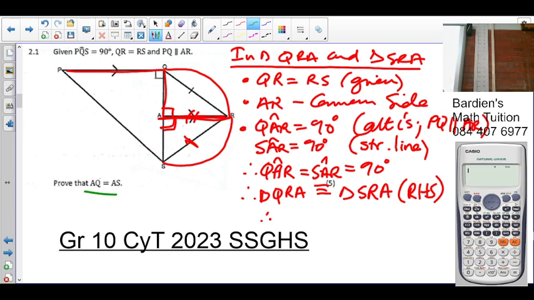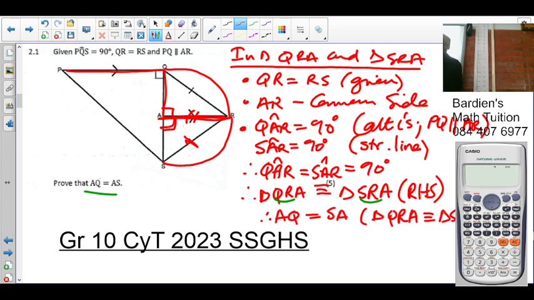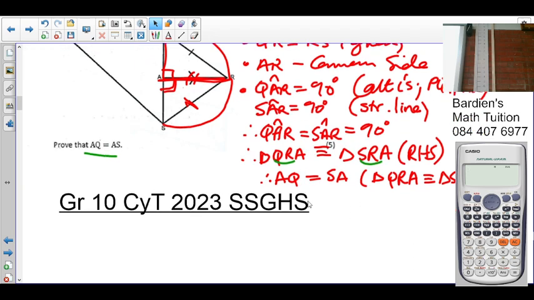Oh yes, sorry, I'm looking up top. AQ is equal to AS. Not so? Therefore, AQ or QA is equal to SA. Why? Because triangle QRA is congruent to triangle SRA. Okay, so a good couple of marks there, né? 5 marks.